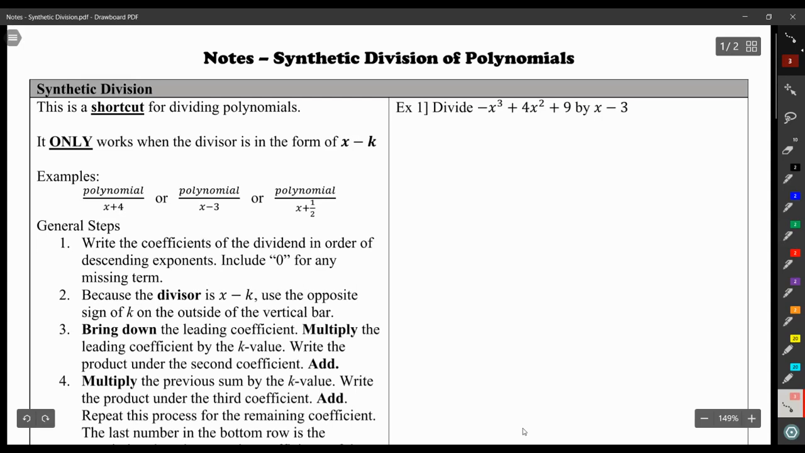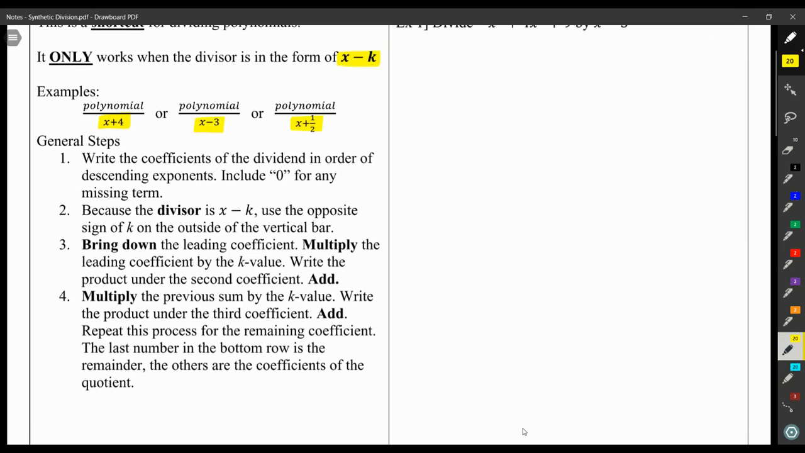Synthetic division of polynomials. Synthetic division is basically a shortcut for division of polynomials. However, it only works if your divisor is in the form of x minus a number. That can be x plus a number, x minus something, even x in a fraction, but it has to be linear. If you have a divisor of an x squared or a higher exponent than 1, you cannot use synthetic division. Now, here are the general steps for using synthetic division.